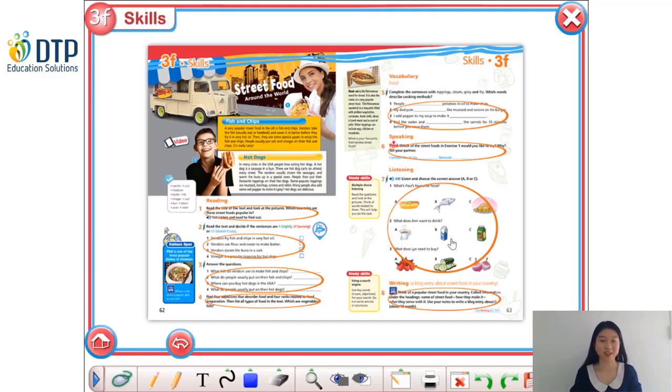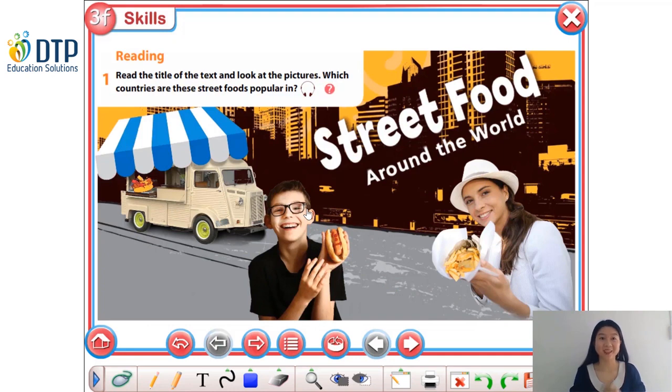In this lesson, we will learn about food. Now, let's look at the pictures, read the text, and tell me which countries those street foods are popular in. Nào bây giờ các em hãy cùng nhau nhìn vào bức ảnh, đọc tựa đề và nói cho cô biết những món ăn đường phố này nổi tiếng ở các quốc gia nào nhé.